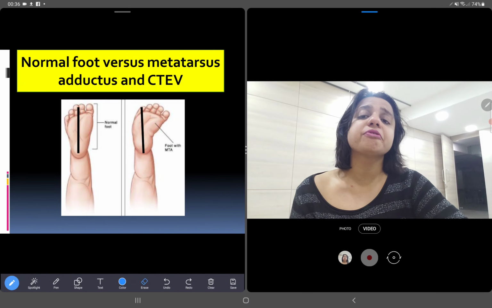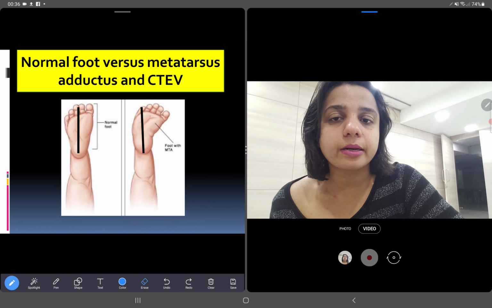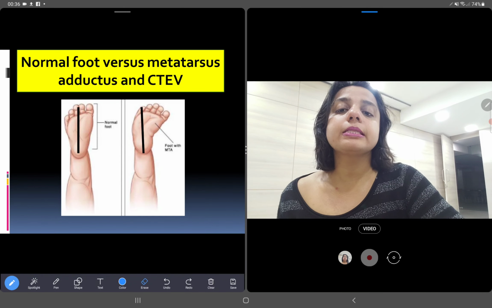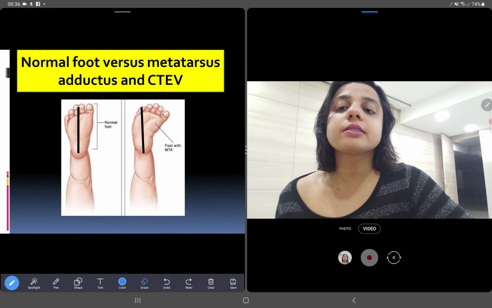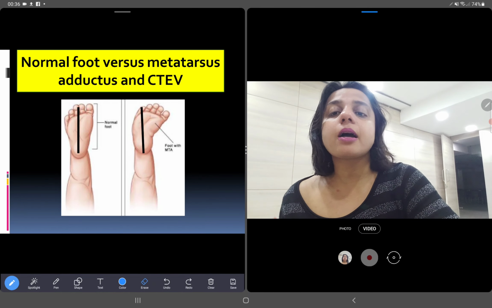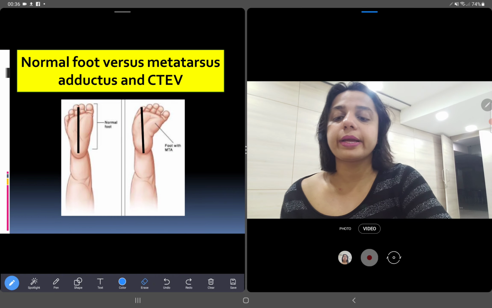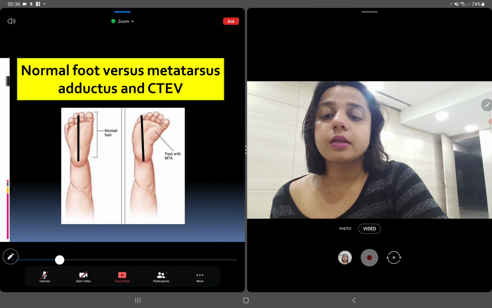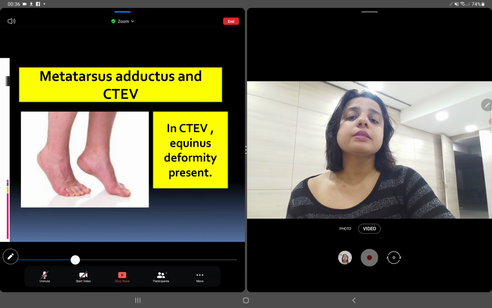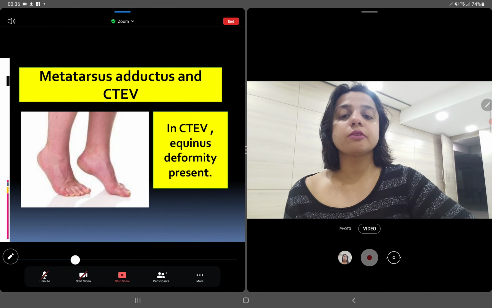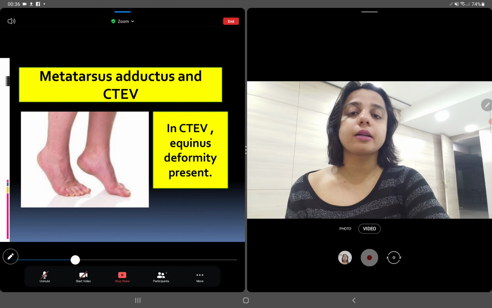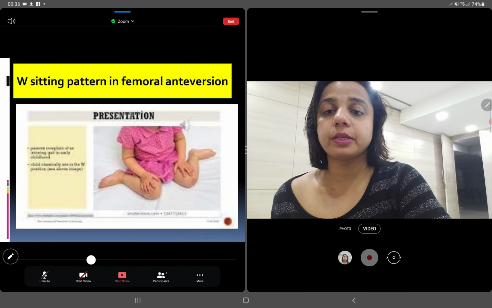Now, how will you differentiate whether it is metatarsus adductus or CTEV? In CTEV, there is equinus deformity, but in metatarsus adductus, there is no equinus. Now you can see what I said earlier. In CTEV, there is equinus deformity, but in metatarsus adductus, there is no equinus deformity.